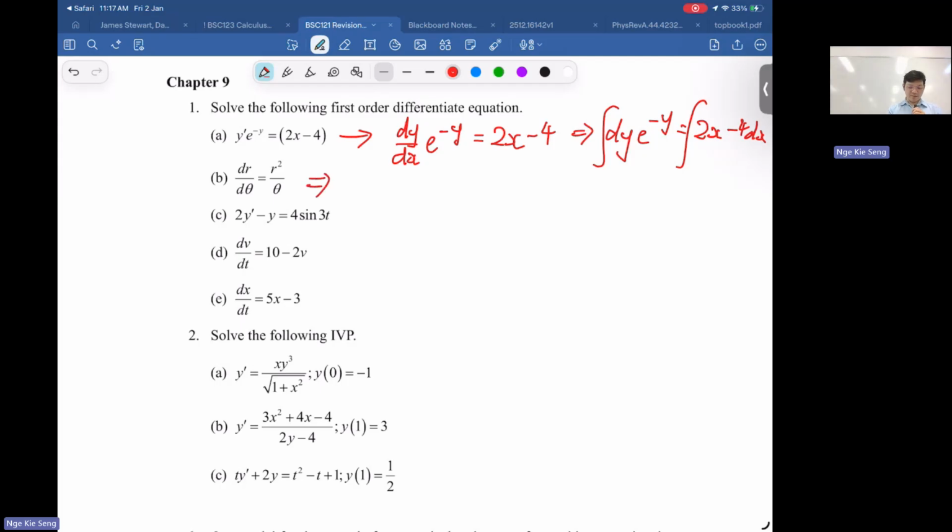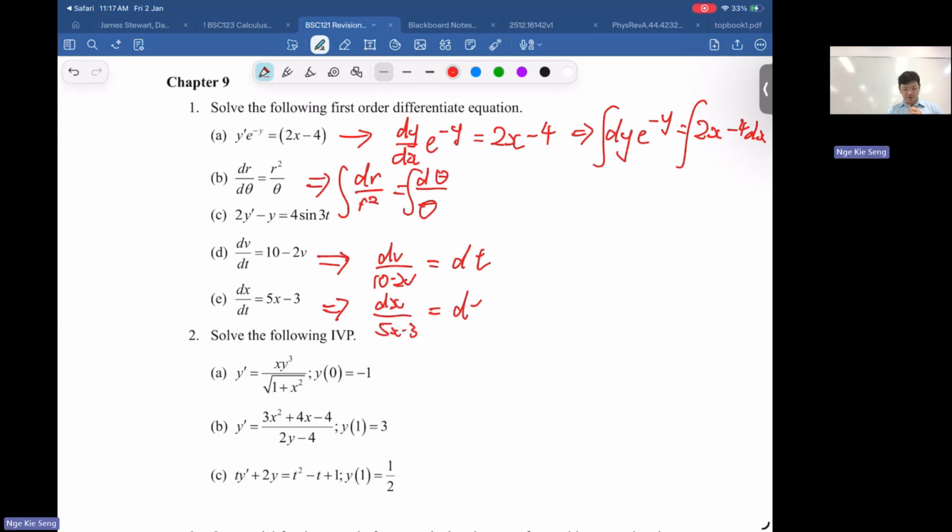Similarly, for the second part here, you can split it to dr over r squared equals d theta over theta, and then you integrate both sides. And I think the rest is the same. For example, part D is dv over 10 minus 2v, and the other side is dt. And similarly for E, you have to move everything down.